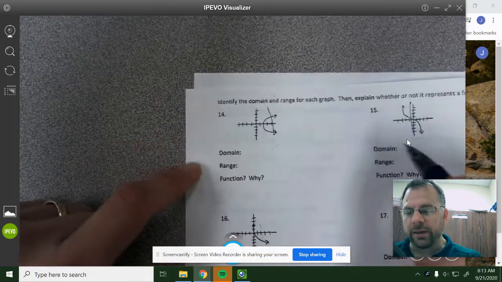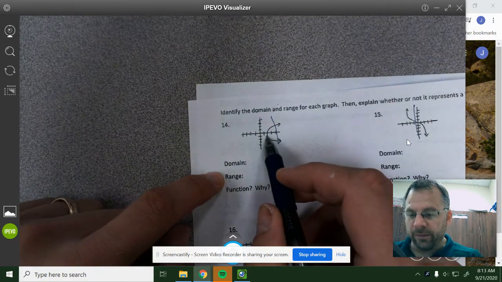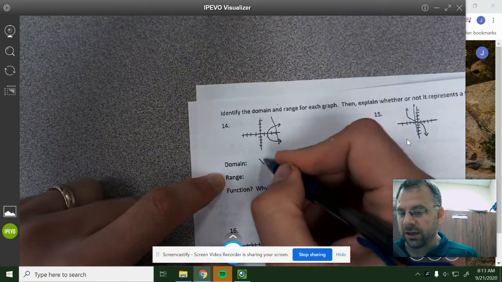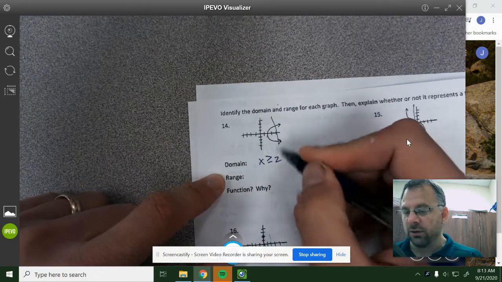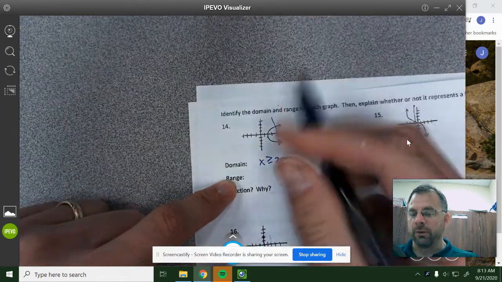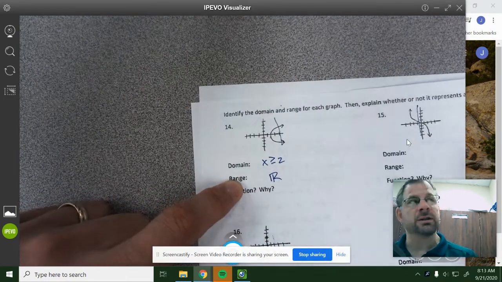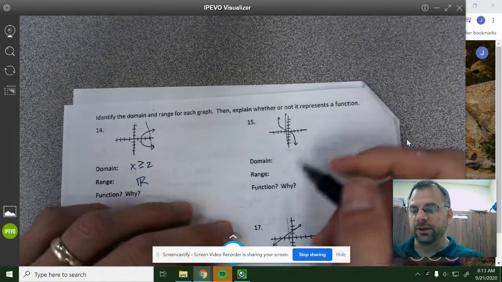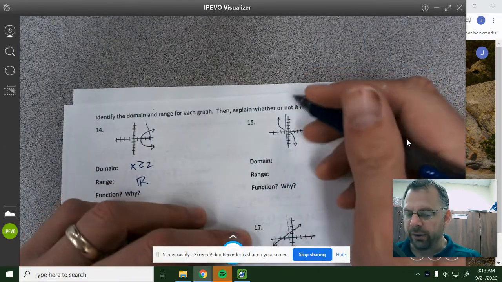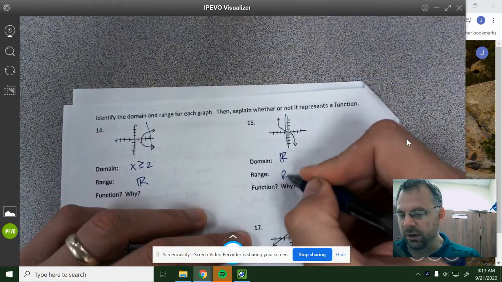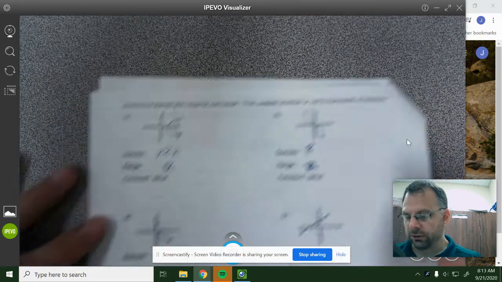Domain, we just say, what are the x values? Well, this goes from 2 and up. So x has got to be greater than or equal to 2. Range, it goes all the way up, all the way down. We can say all reals. This is the symbol for all reals. This one's going to go all the way left, all the way right, all the way up, all the way down. So all reals, and all reals.